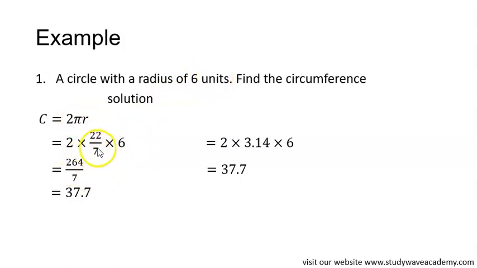There is nothing to cancel, so we just multiply, okay? So 2 times 22 times 6 is going to give us 264/7. And when you divide this, you are going to have 37.7, okay? You can use this way, 2 times 3.14 times 6. Instead of using the fraction, you have 37.7, still the same thing, okay? Do you understand? Good. Let's look at another example.